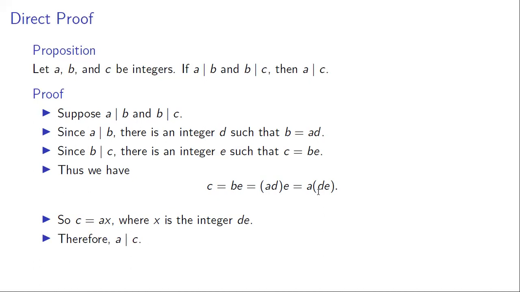Because what does A divides C mean? It means that C is equal to A times an integer. That's exactly what we've shown. C is equal to A times integer X. Therefore, A divides C. So what have we shown? We've shown that by supposing this to be true, meaning if we have this condition being true, that forces this part to be true. So that proves the proposition.